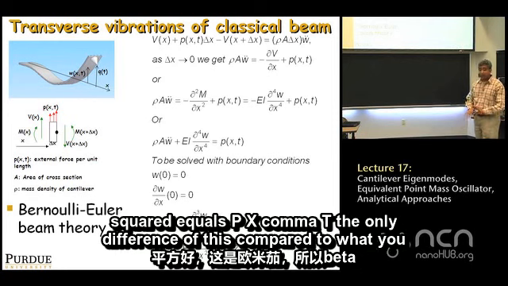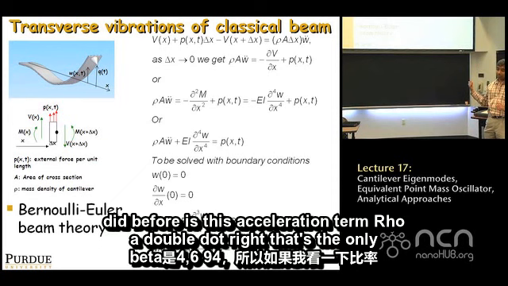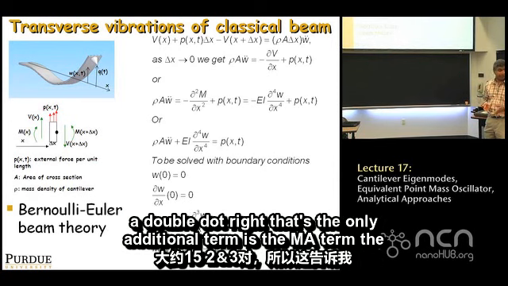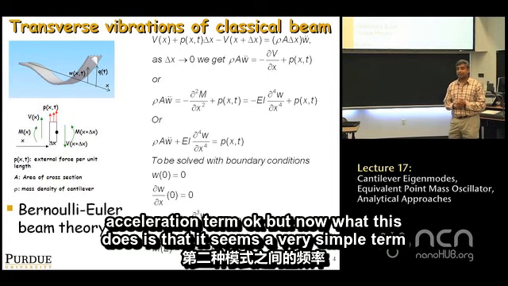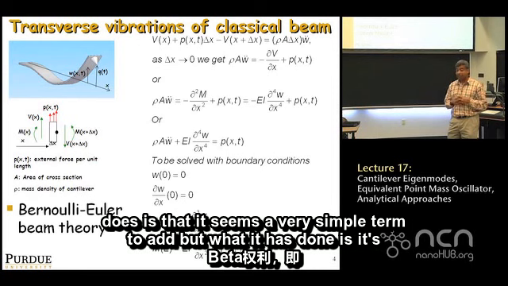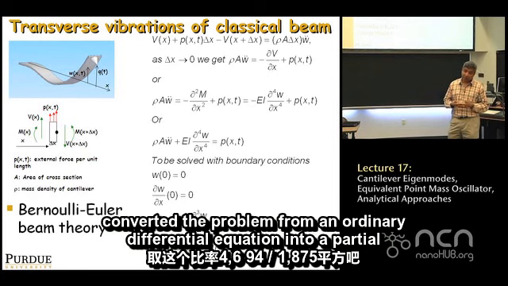The only difference of this compared to what you did before is this acceleration term, rho a w double dot. Right? That's the only additional term, the ma term, the acceleration term. Okay? It seems a very simple term to add, but what it has done is convert the problem from an ordinary differential equation into a partial differential equation.